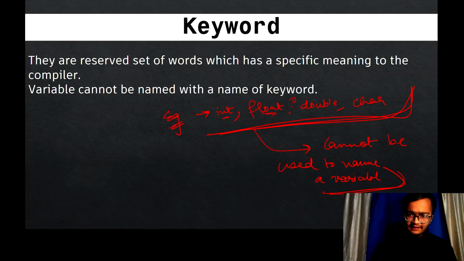If you want to use a variable, you have to declare it, but the name of the variable should not be of this type of data or any other keyword. Like this, there are also many other keywords. Let's see, have a look.